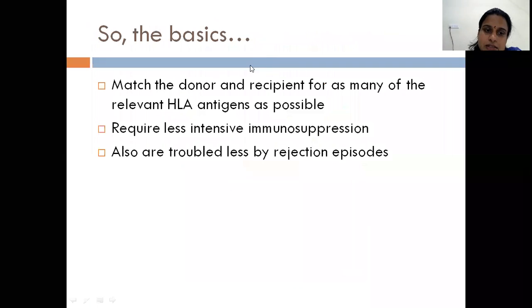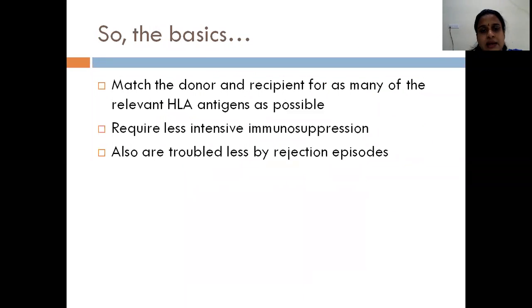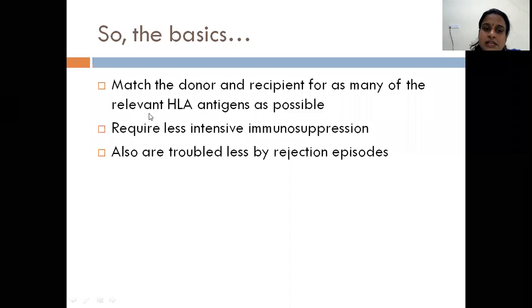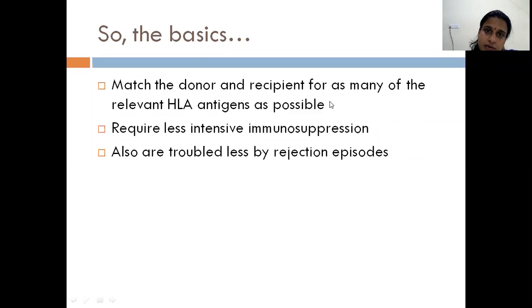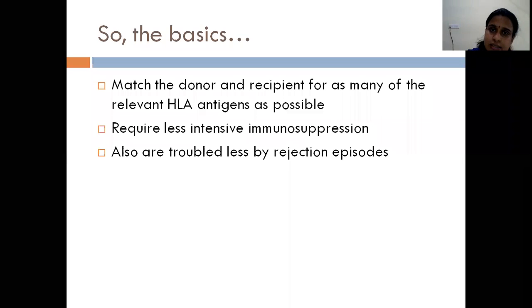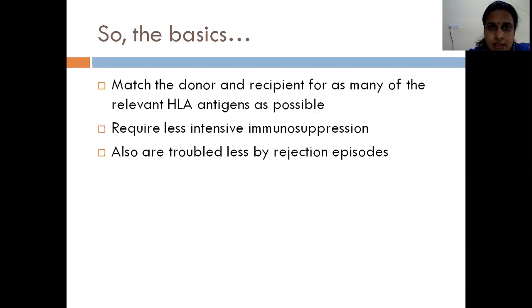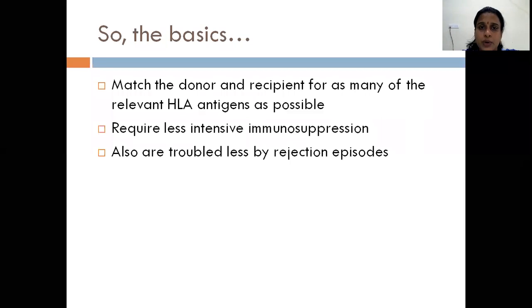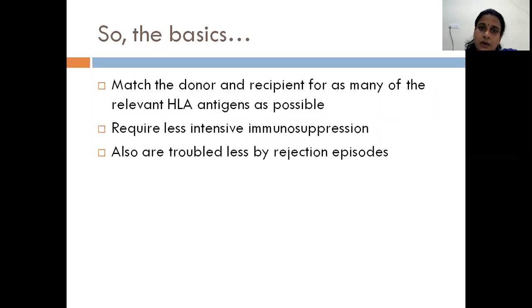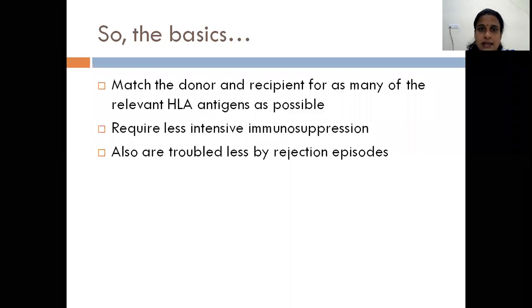So what the basics is, you should always try to match the donor and recipient HLA antigens as far as possible. The relevant antigens must be tried to match. That is done in tissue typing laboratories concurrent with organ procurement units and also the transplantation units. This is all a teamwork. The tissue typing laboratories work in conjunction with the organ procurement units and the transplantation units.